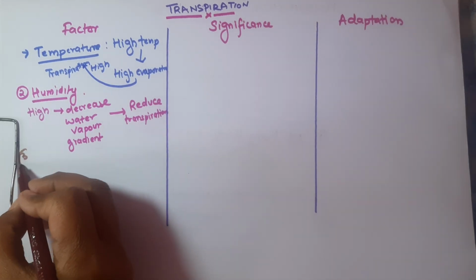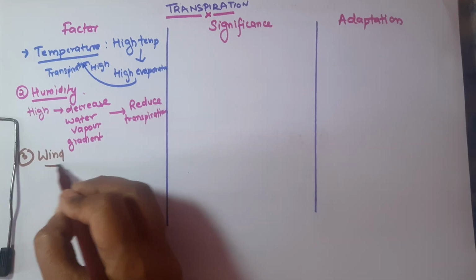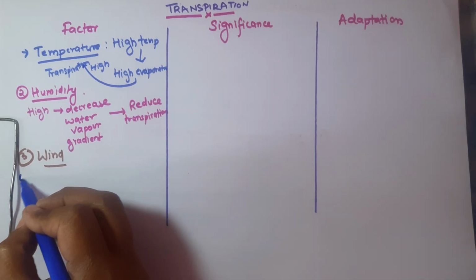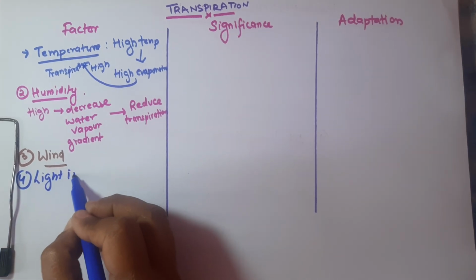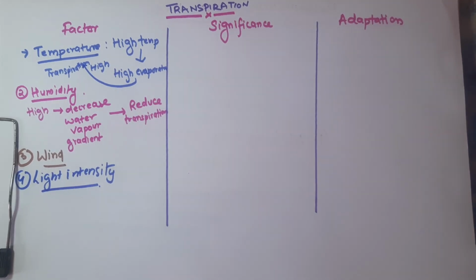The third factor is wind. So how can wind affect the process of transpiration? The wind will remove the water vapor from around the stomata, and this will increase the rate of transpiration. The fourth factor is light intensity. Light can open the stomata for the purpose of photosynthesis, which in turn also increases transpiration. So if there is excess light, then there will be more transpiration.